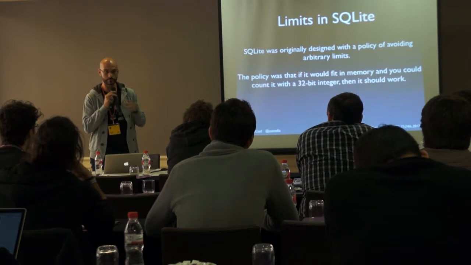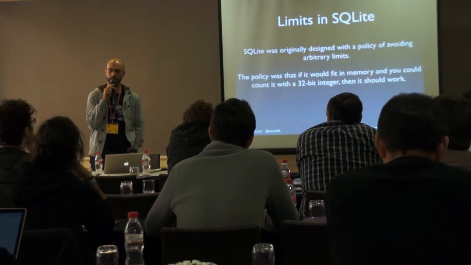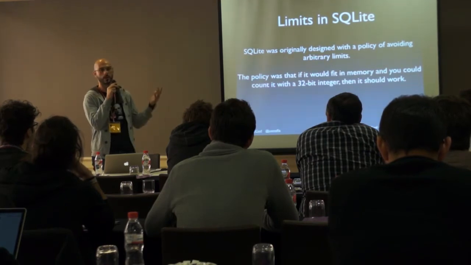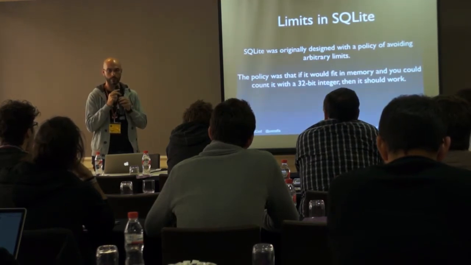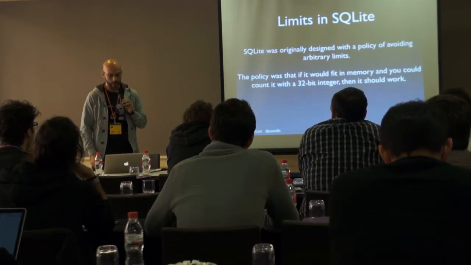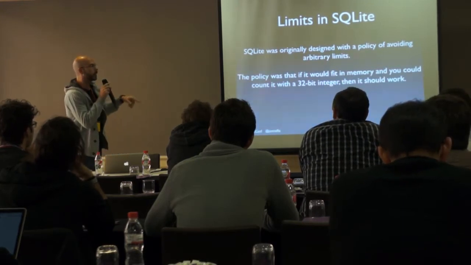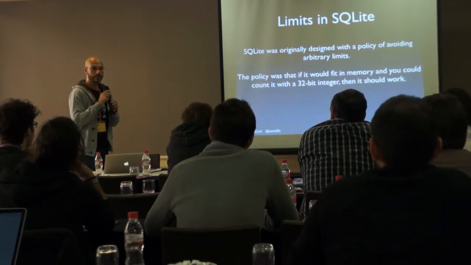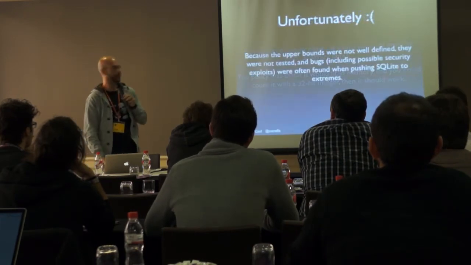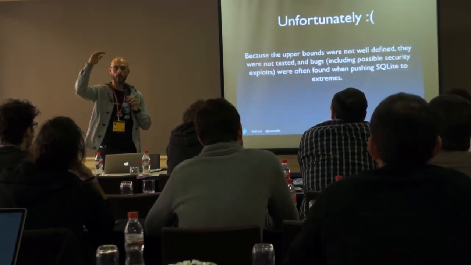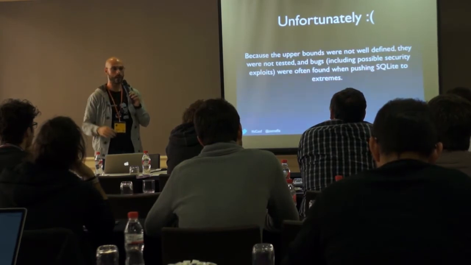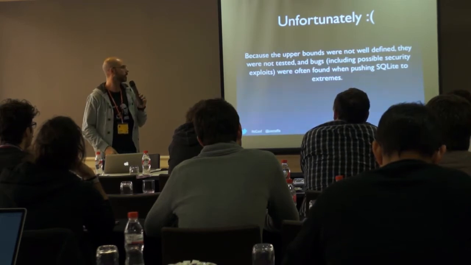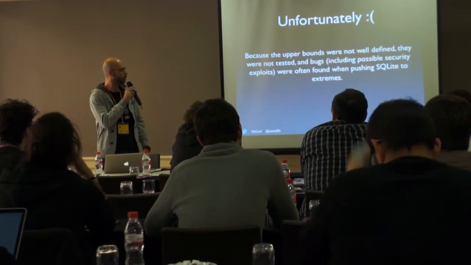Originally, when the guys put everything together in a room and said, right, let's create this library for a database engine, SQLite was designed with one policy: having no arbitrary limits. The policy was that if it fit in memory and you could count it with a 32-bit integer, then it should work. The reality is that it's not always so great. Because the upper bounds were not well defined, all sorts of bugs happened when SQLite was pushed to the limits, even possible security exploits.